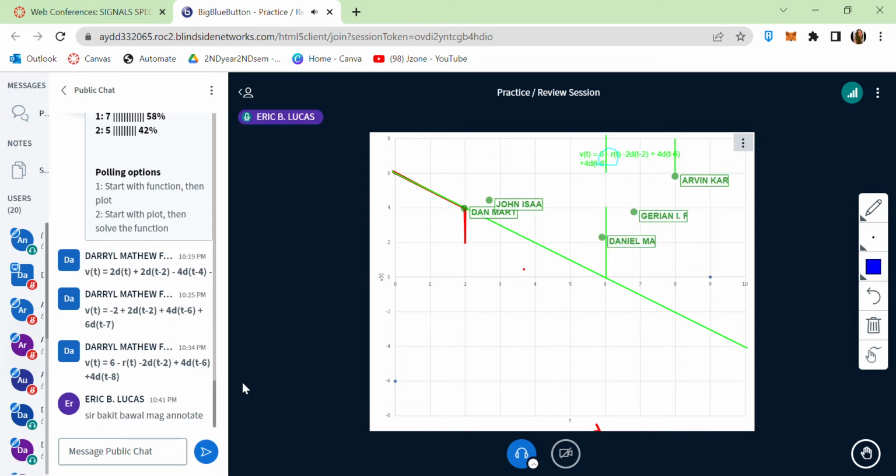Sir, bakit bawal magsulat? Teka, i-refresh ko. Baka hindi kasi I think you were not updated with yung proper permissions.